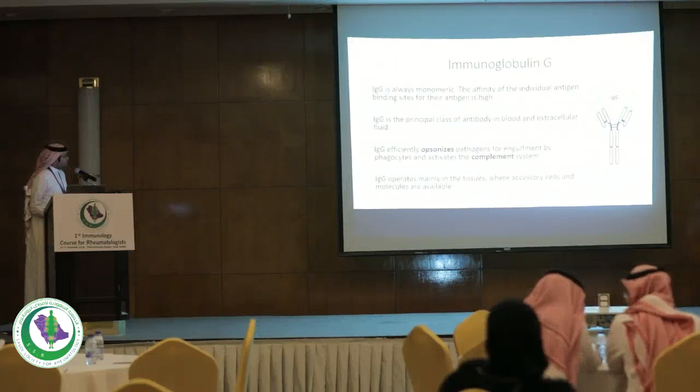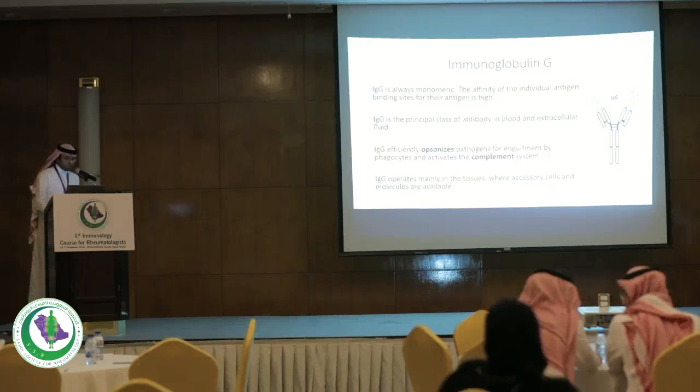IgG is always monomeric, so it has only 2 binding sites, and that's why it has to have high affinity compared to other antibodies. And this high affinity helps it to be one of the best opsonizing antibodies we have.